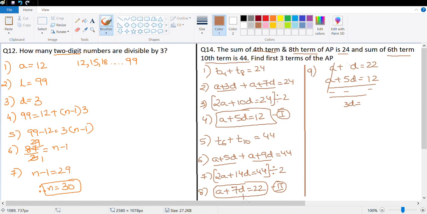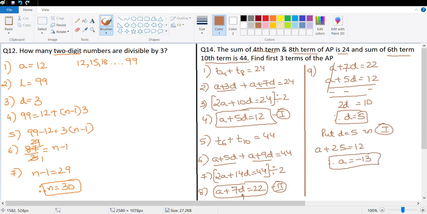This is 7D. So this is A plus 7D, and then I get 7D minus 5D, and this is equal to 2D. 22 minus 12, that's equal to 10. Therefore, D is equal to 5. Now put D is equal to 5 in equation number 1, and I get A plus 5 into 5, 25 is equal to 12. Therefore, A is equal to negative 13.